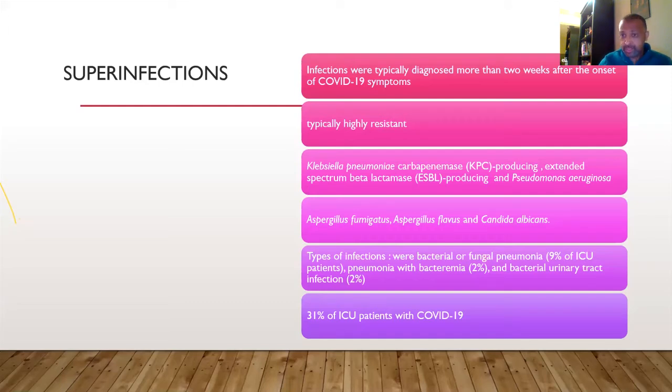Superinfections are usually highly resistant. Fortunately, ours was a methicillin-sensitive Staph aureus, but KPC-producing Klebsiella pneumoniae, ESBLs, and Pseudomonas are very common. There are even reports of Aspergillus infections and some Candida infections as well.